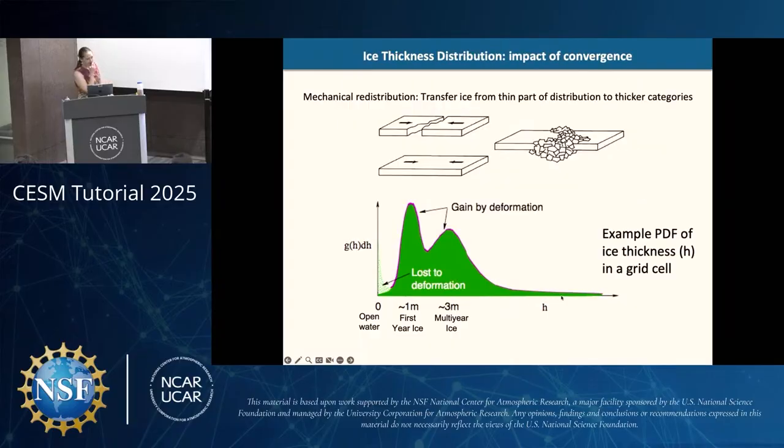So you can imagine that if you were in a grid cell and you have mechanical redistribution or convergence of ice here, it's going to come together. You're going to get a ridge. The ridge is going to be thicker than the ice around it. And so what that looks like within our PDF that we solve for is that you're gaining ice in some of these thicker categories as that thin ice gets piled up on one another, and you're losing probability in this thinnest category because it's no longer there because it got smushed together.